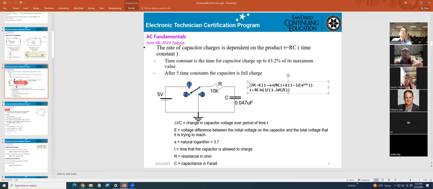Delta VC equals E times (1 minus e to the power of minus T over RC). They also give you the formula to calculate the time T. T will be equal to RC times log of 1 over (1 minus delta VC over E).